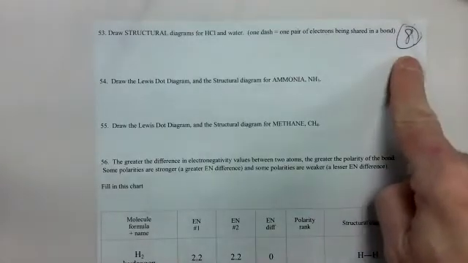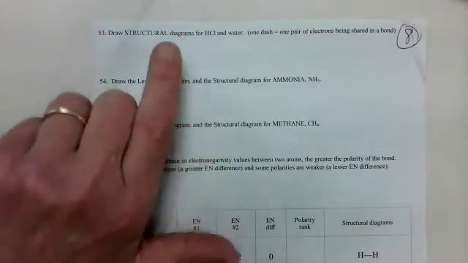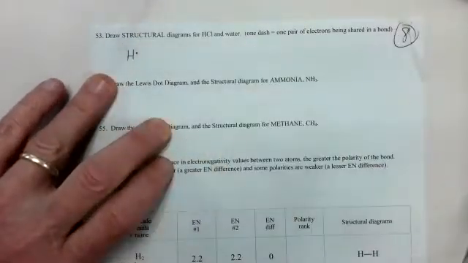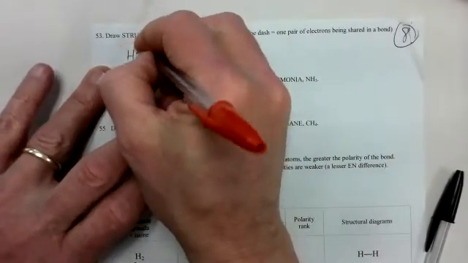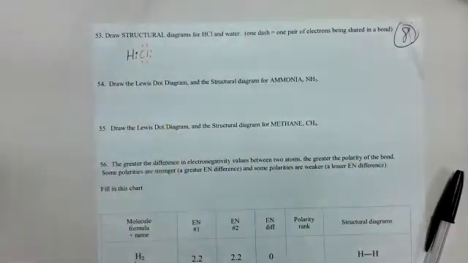We're going to be doing page 8 in the bonding notes. Started here with number 53. It says draw the structural diagram for HCl. Now we just drew the electron dot diagram for HCl, and really quick, it looks like this again. 7 dots around chlorine in red, 1 around hydrogen. They're going to share 1 pair of electrons in the middle.